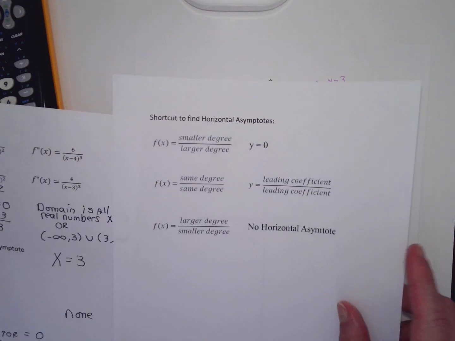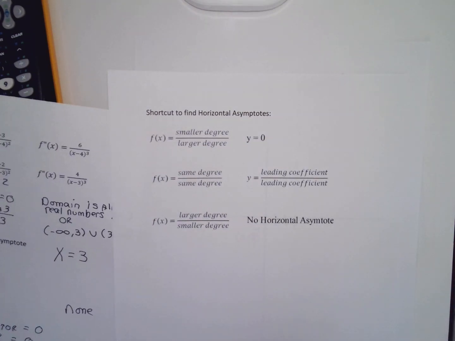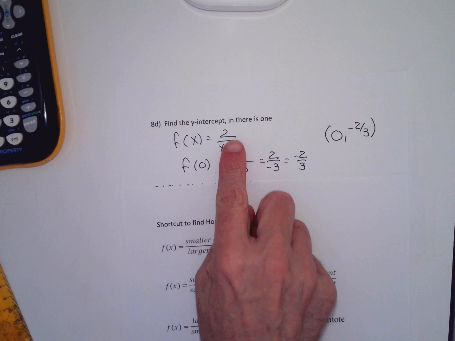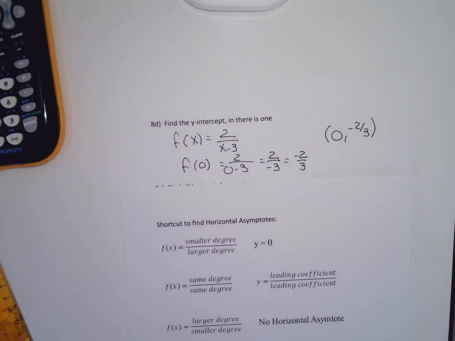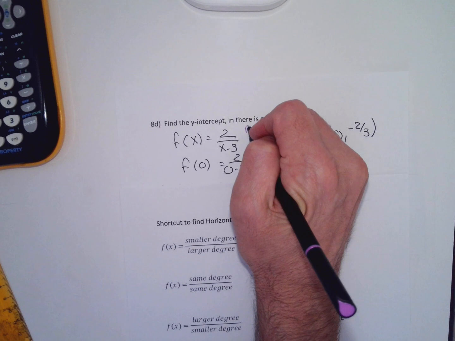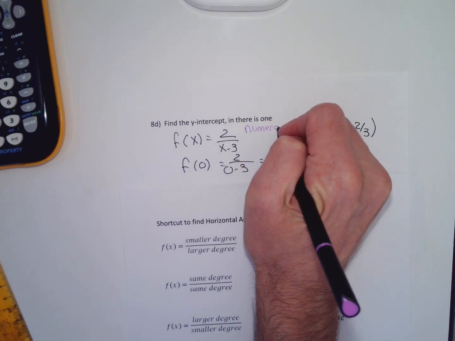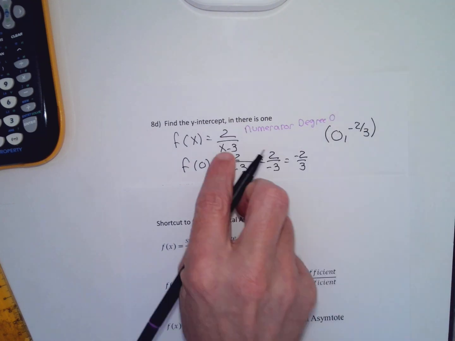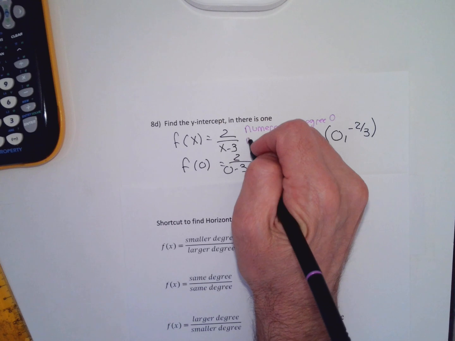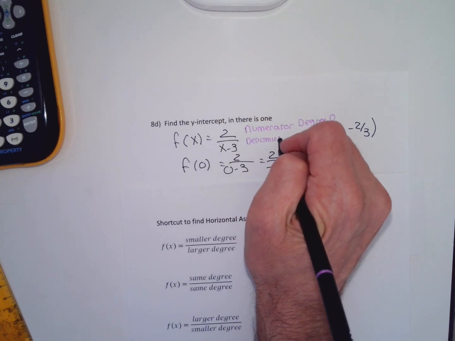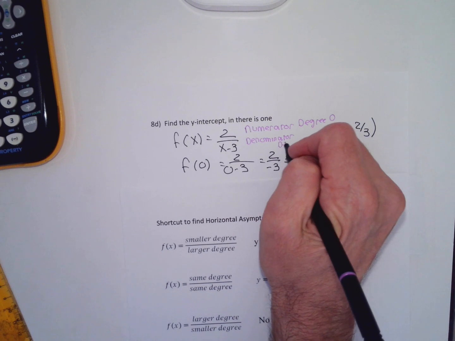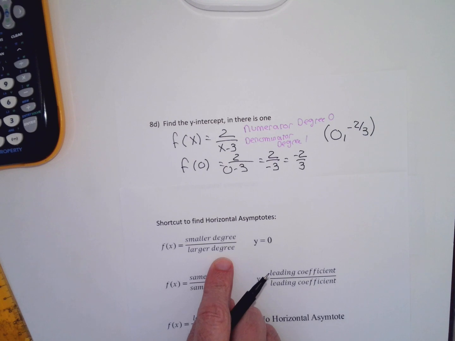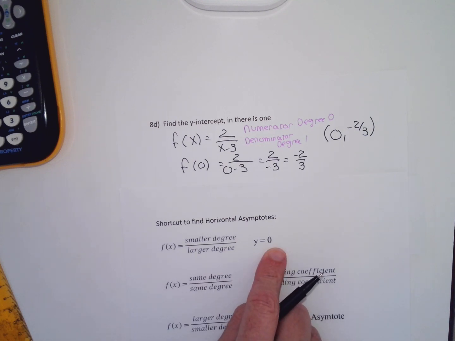So for this guy, when I go to find its horizontal asymptote, which is the next thing that I'm asked to do, I look at this. The degree of the numerator is 0 degree. It's a constant. A constant is 0 degree. So the numerator is degree 0. And the denominator has an x to the first power term as its highest power of x. The denominator is degree 1. And when the degree of the numerator is smaller than the degree of the denominator, the horizontal asymptote is y equal to 0.